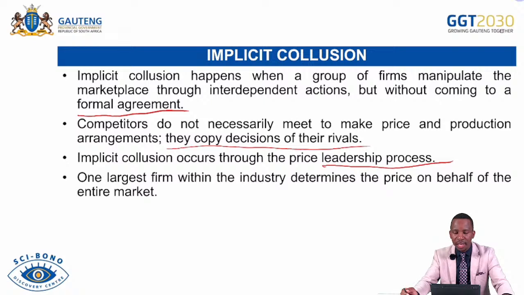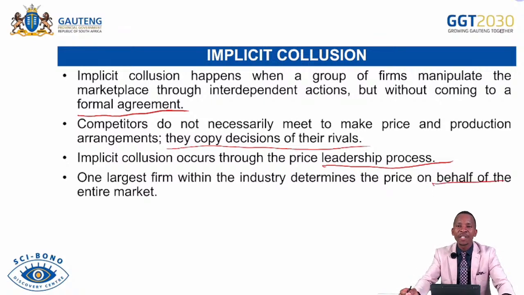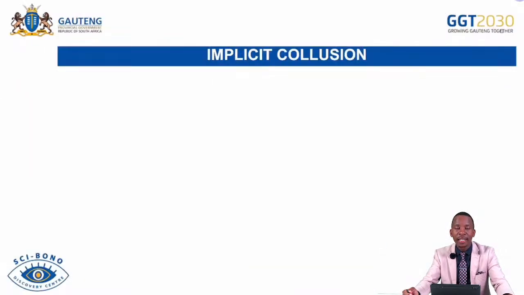One largest firm within the industry determines the price on behalf of the entire market. So one largest firm with more market share will always determine the price under oligopoly on behalf of the entire competitors or the entire market. In that case, that firm is regarded to be a price leader because it sets the price for every firm that is competing with it, and all other firms that are dominated are taking the price. So in that case, we say that's a price leadership process. And then we have an implicit collusion.